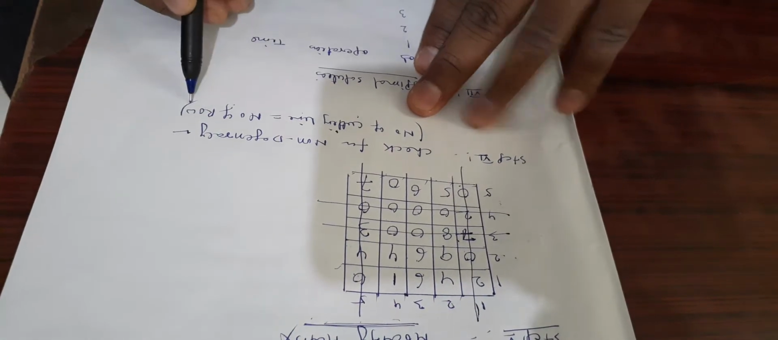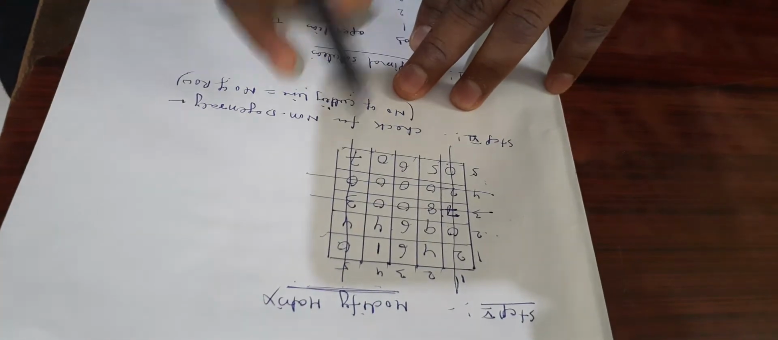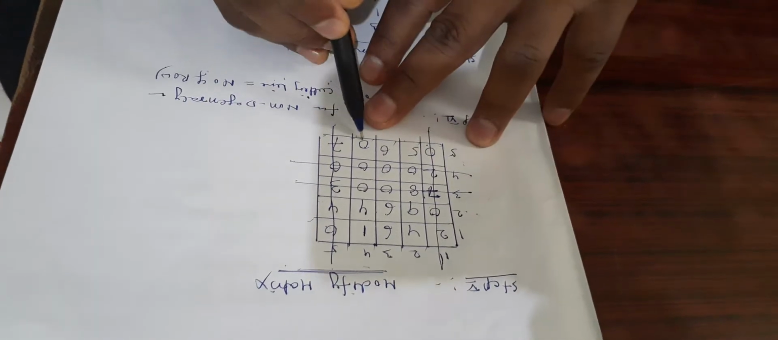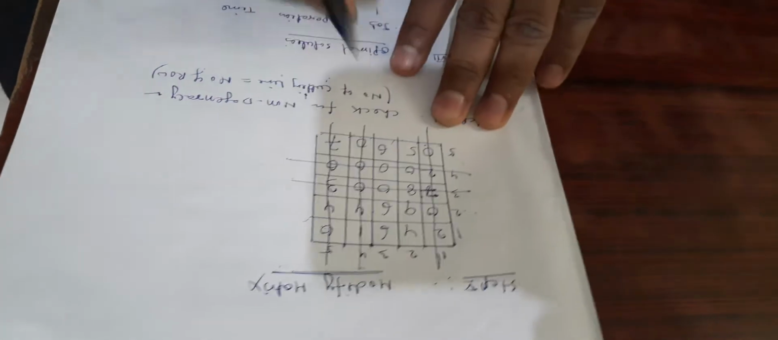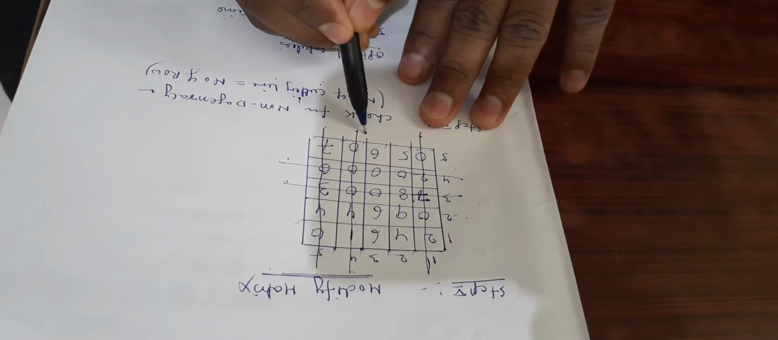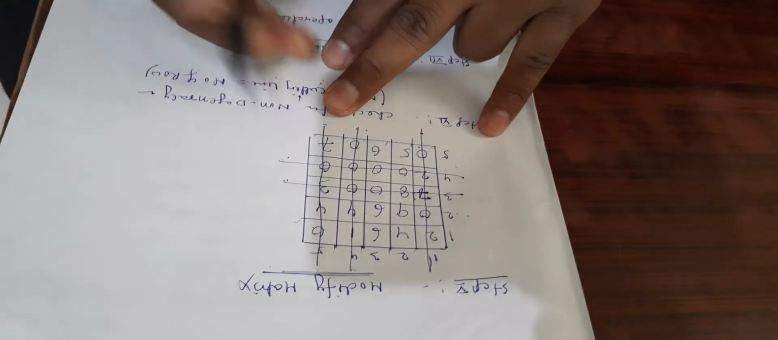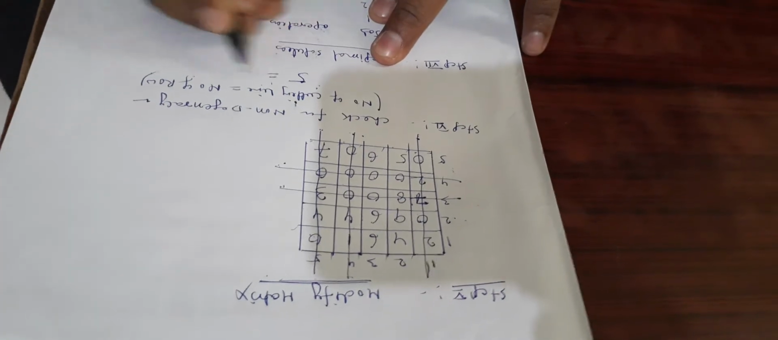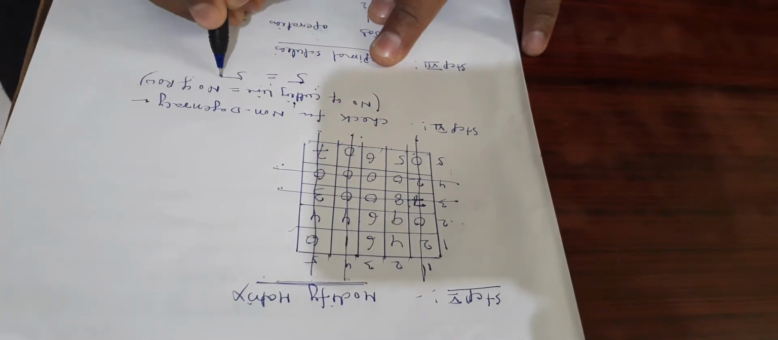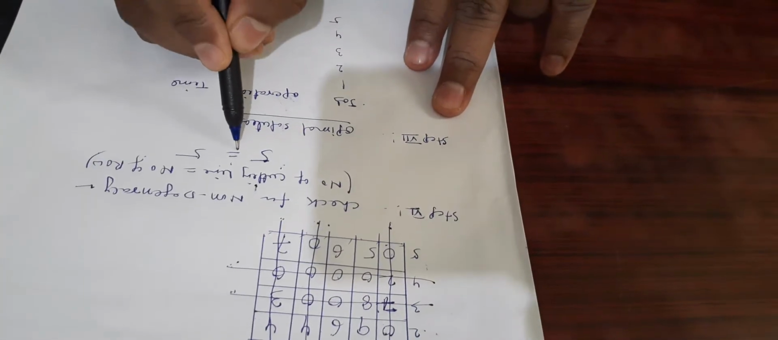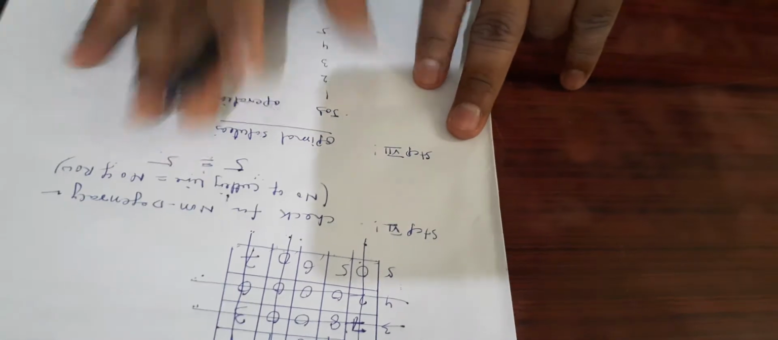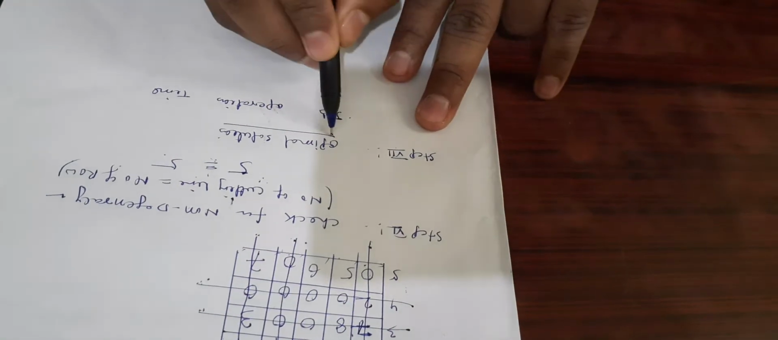Number of cutting lines is equal to number of rows. Number of cutting lines is 1, 2, 3, 4, and one more, this 0 is also cut. So 1, 2, 3, 4 and 5. The number of cutting lines is 5, and the number of rows is also 5: 1, 2, 3, 4 and 5. So the number of cutting lines equals the number of rows. After completing this, go for the next step, step 7, optimal solution.